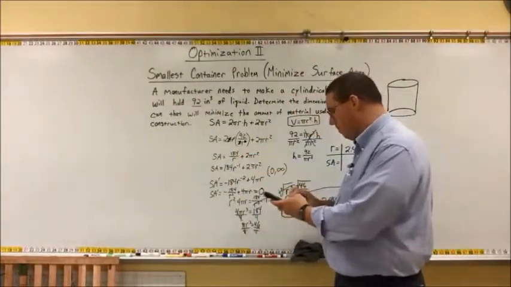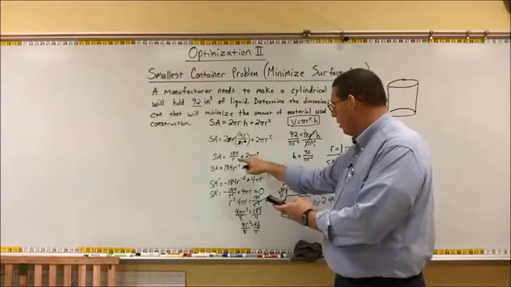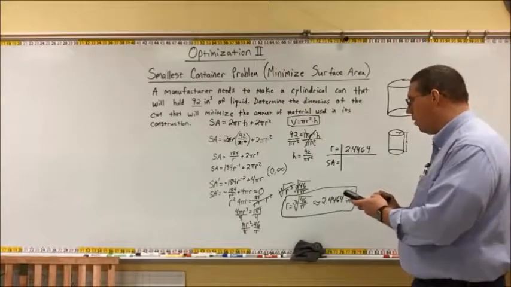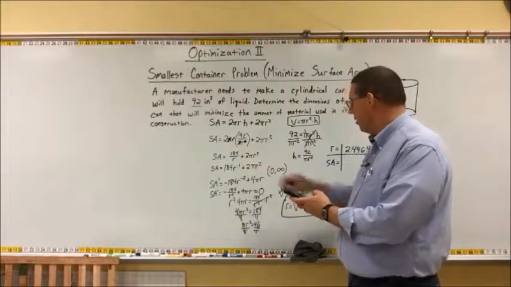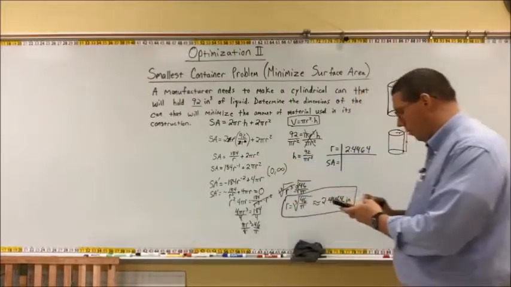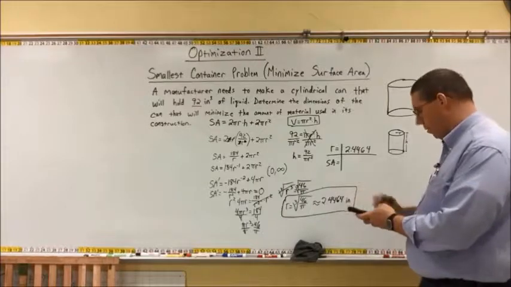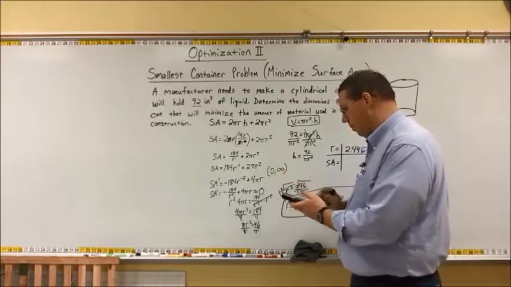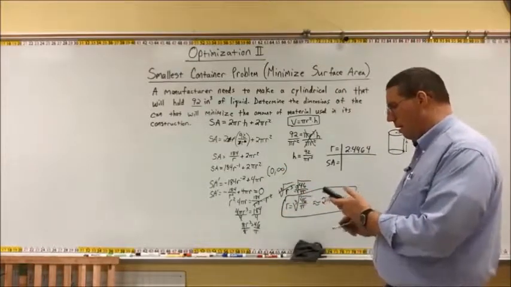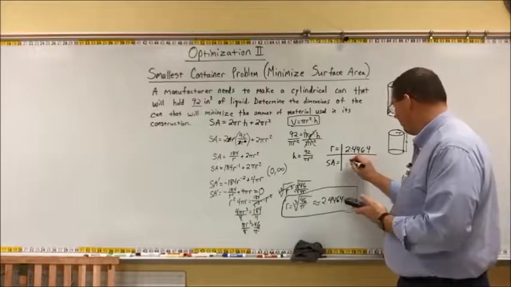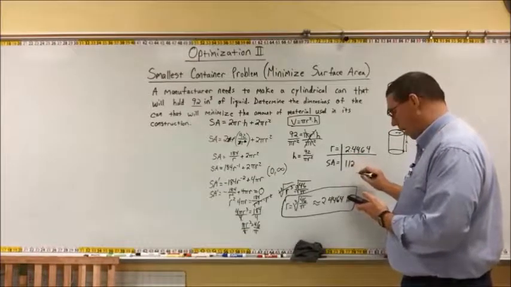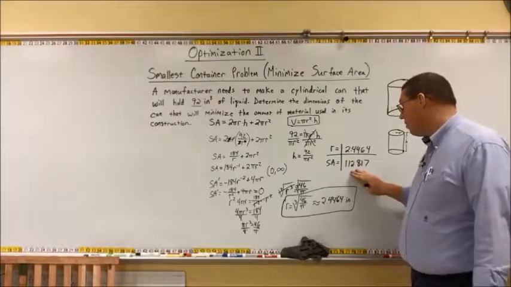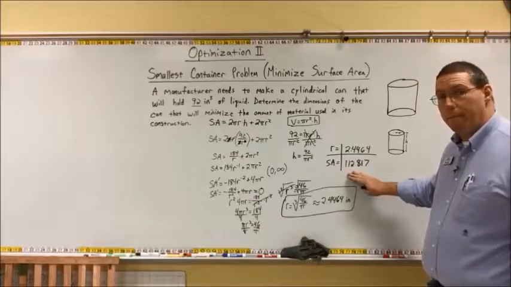So we're going to do 184 divided by the radius. The radius is 2.4464. And then we're going to add plus 2 pi r squared. 2 times pi, and then the radius, 2.4464 squared. And then we're going to press enter. Whoops. And we get 112.817.